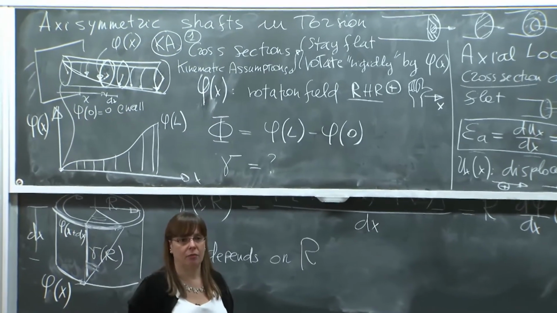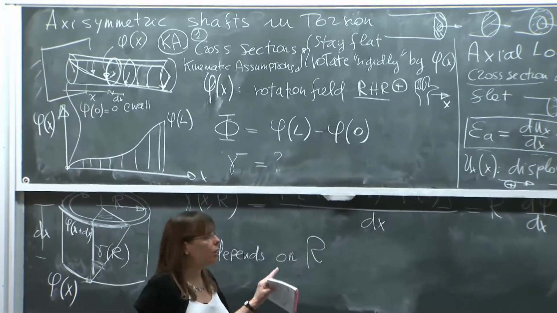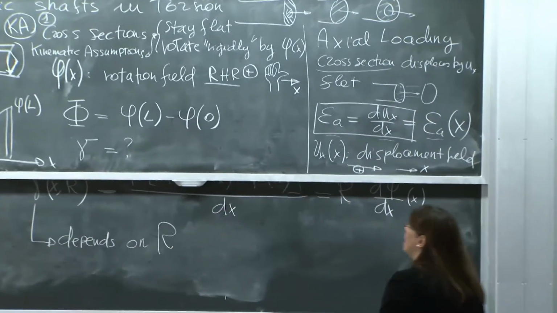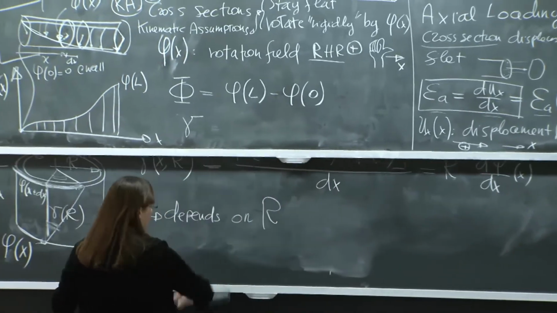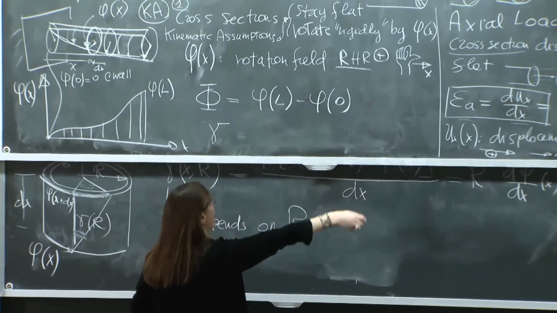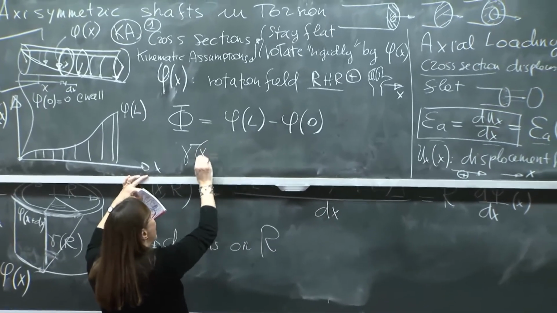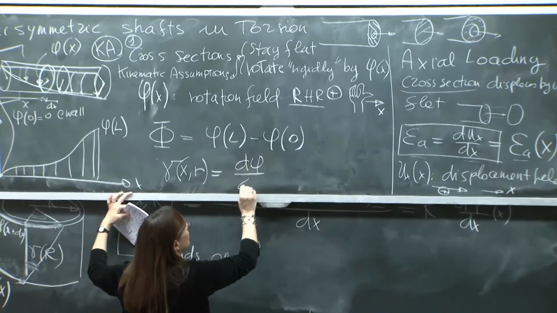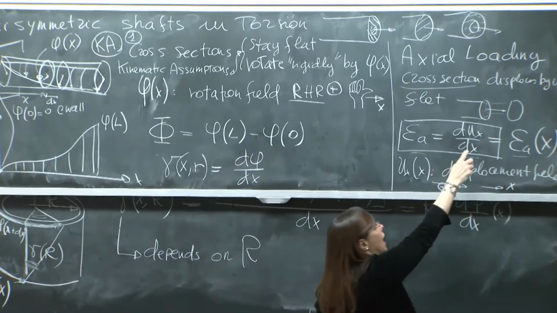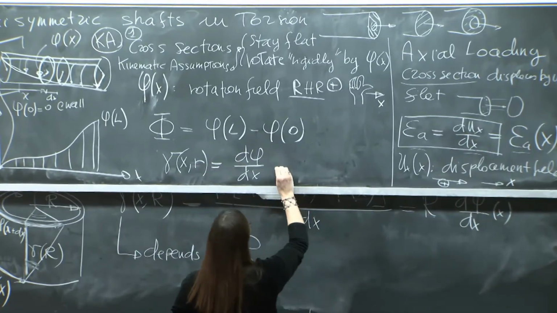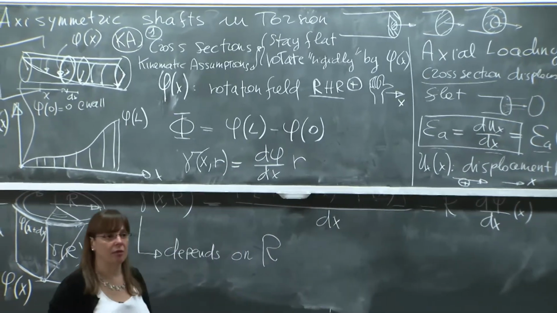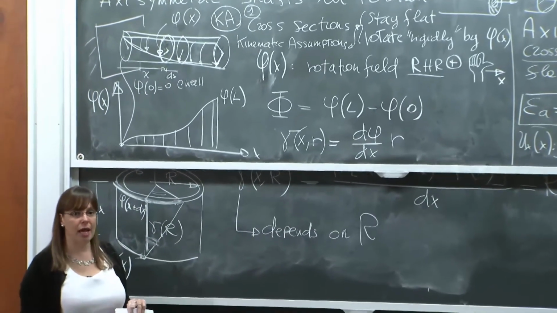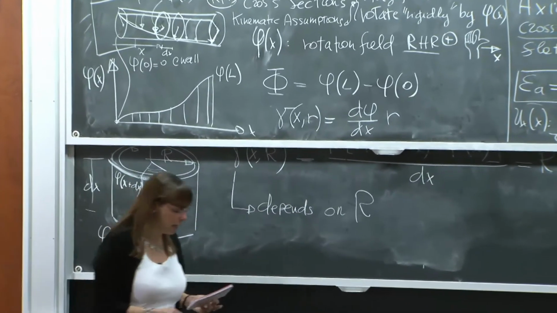So we got that, right? Now we know the relationship between gamma and du dx. Our gamma is not just a gamma of x, like epsilon a was, it is a gamma of x but also of r, and is equal to d phi dx, similar to the du dx, but times r. Okay? Major difference.